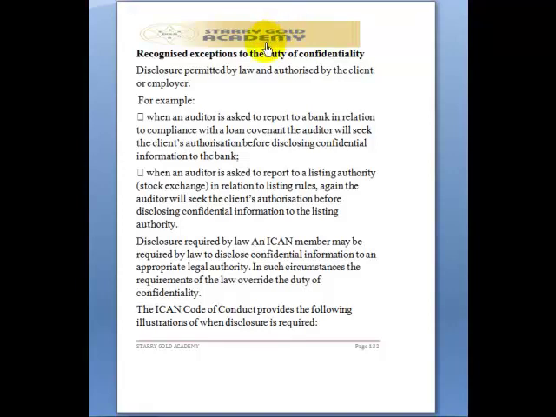So recognize the exceptions to the duty of confidentiality. Disclosure permitted by law and authorized by the client or employer. For example, when an auditor is asked to report to a bank in relation to a loan covenant, the auditor will seek the client's authorization before disclosing confidential information to the bank. So in such a situation, the disclosure is authorized by the client.